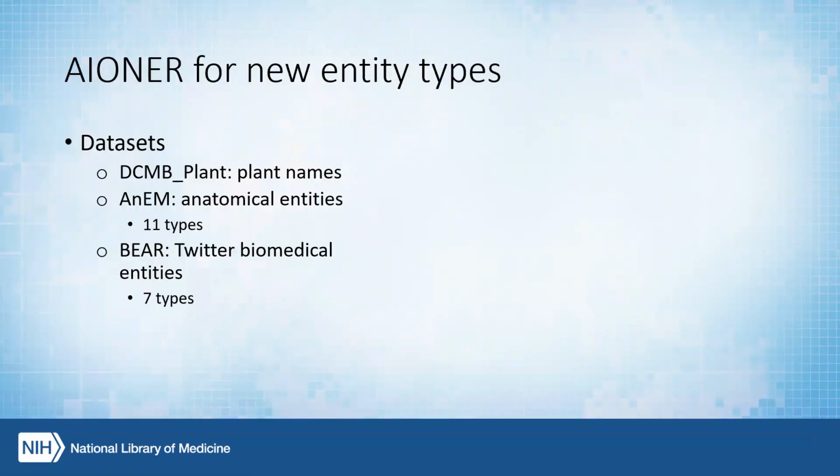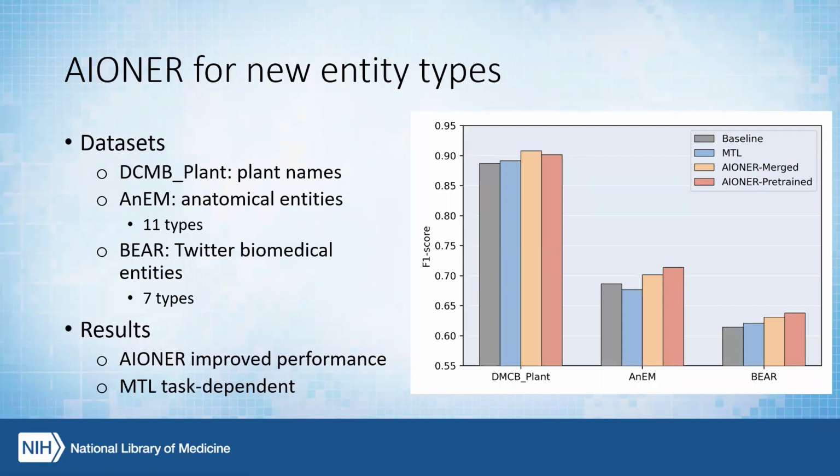We further assessed AIONER on 3 datasets with new entity types outside of our AIONER training data. Here we use AIONER in 2 ways: merged, which adds the new data to the AIONER training data and retrains, and pre-trained, which uses the trained AIONER model and then further fine-tunes it on the new data training set. Both methods produce consistent performance improvements compared to the baseline and to MTL, while MTL's performance improvements are task-dependent.